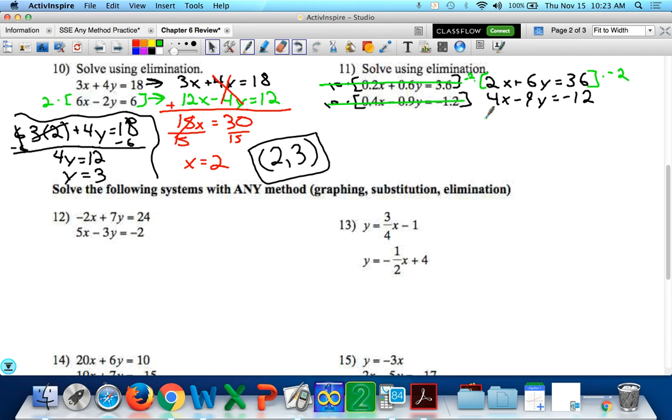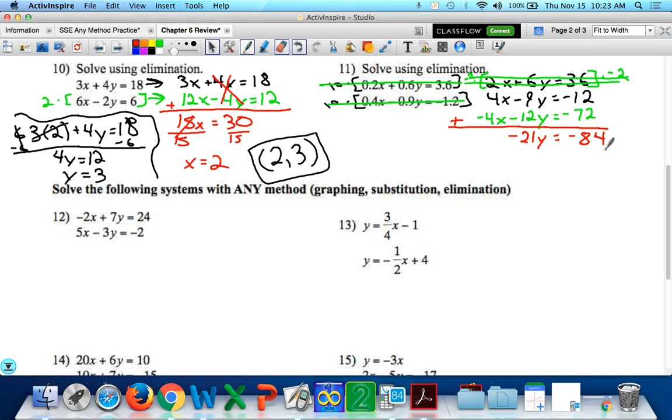Negative 2 times 2x is negative 4x minus 12y. And then here we get a negative 72. That's this equation out of the way. These are my only 2 equations I have left now. Okay, and I'm going to add them together. When I add them together, these are going to cancel. I'm going to get a negative 21y equals negative 84.